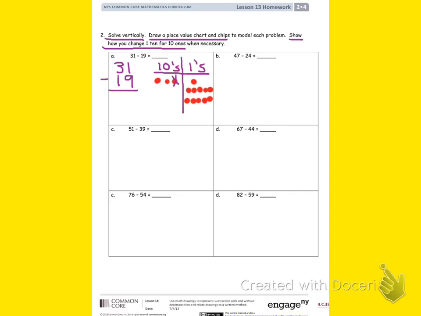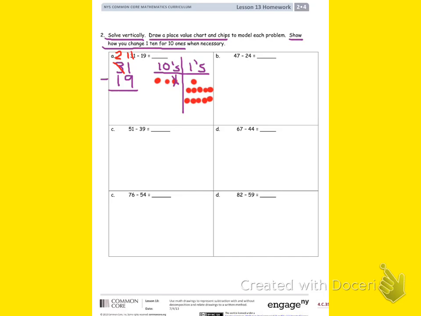Looking at the equation, I see that I have 1 in the ones and I'm supposed to take away 9. That's not possible. So I will cross out the 3, make it a 2. I'm decomposing that. So now those 10 that I just took out of the tens place will go in the ones place. So I had 1, plus the 10 more that I took out of the tens, that equals 11.